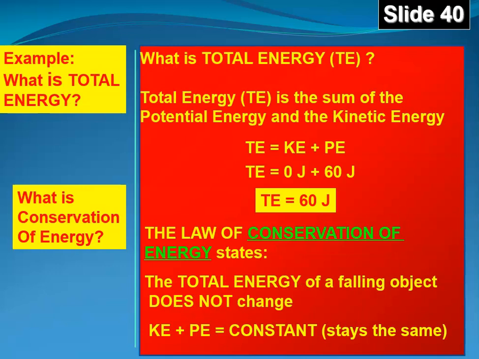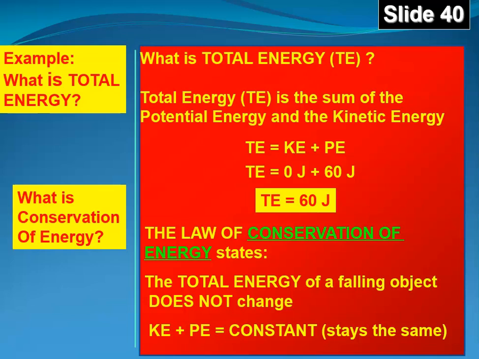Okay, what is total energy? So total energy is simply adding the two together. Total energy is the sum of the potential energy and the kinetic energy. So TE, total energy, equals KE, kinetic energy, plus PE, potential energy.